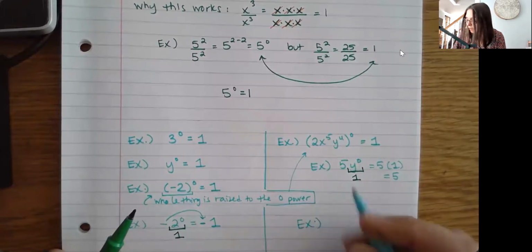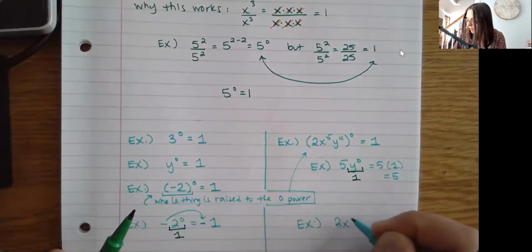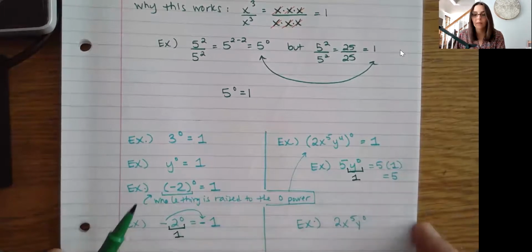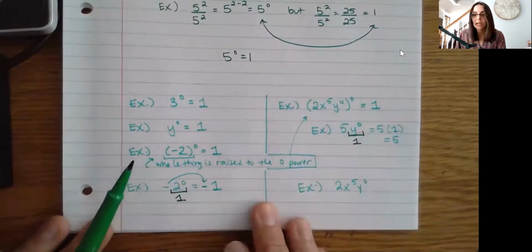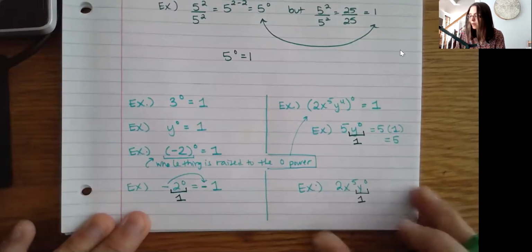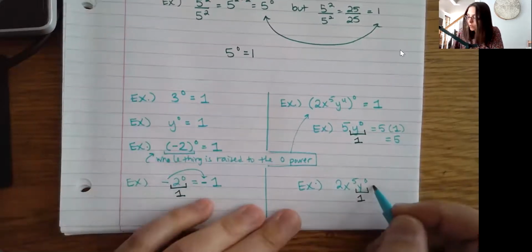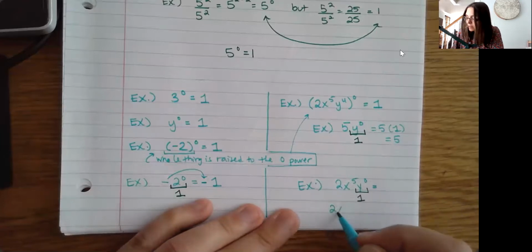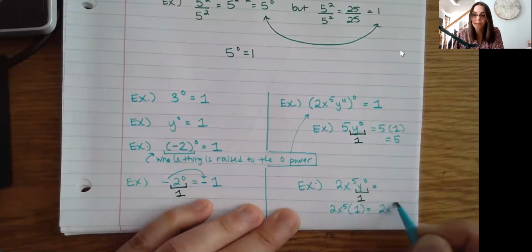Or maybe I have 2x to the 5th, y to the 0. I'm kind of tweaking this one right here. So in this case, that y to the 0 is 1, but everything else is not, right? That 0 is only going with the y. So this becomes 2x to the 5th times 1, which is just 2x to the 5th.